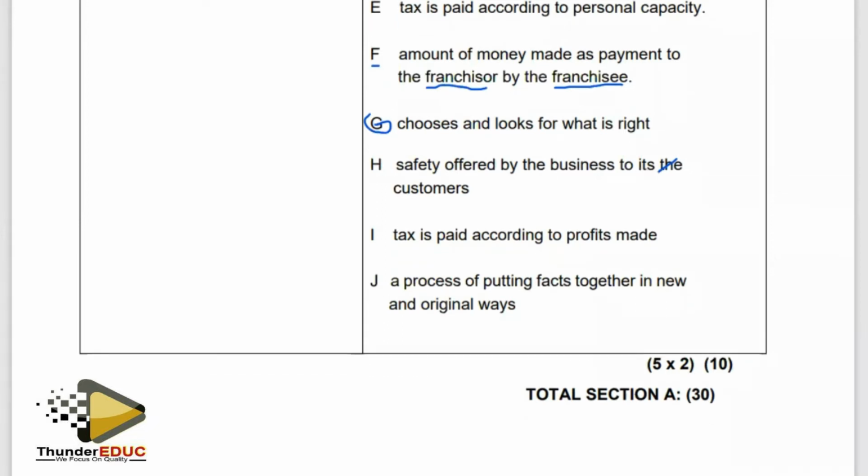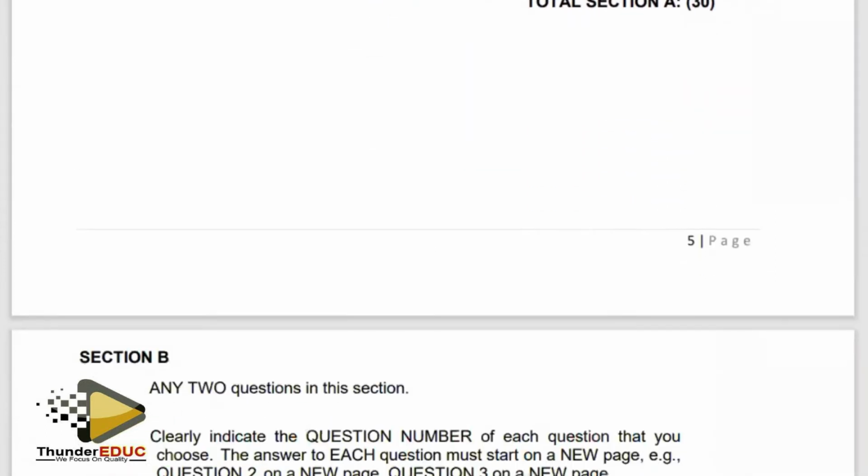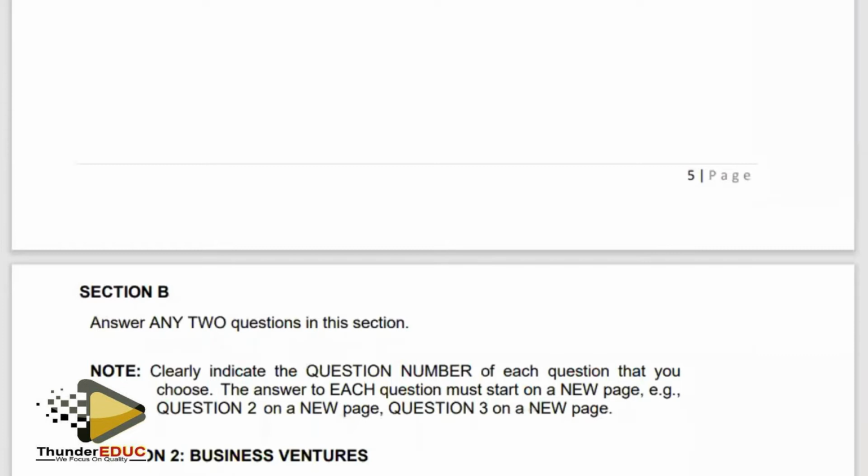The best way to master section A is by practicing question papers. Keep practicing question papers. The more you practice, the more you get used to these questions. They are always repeated. Okay, let's go to section B.